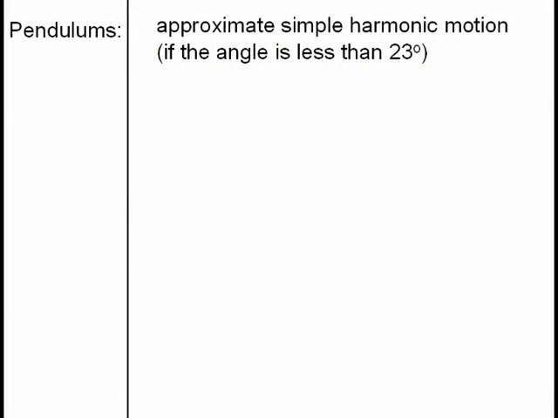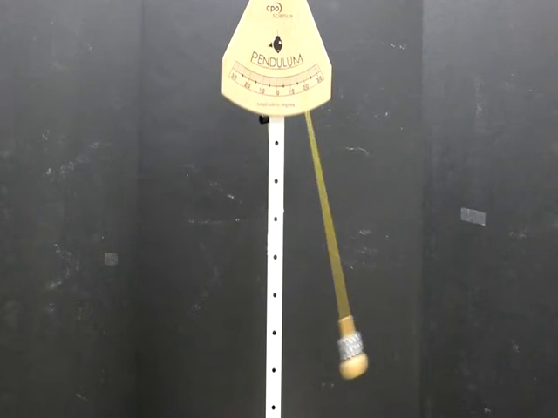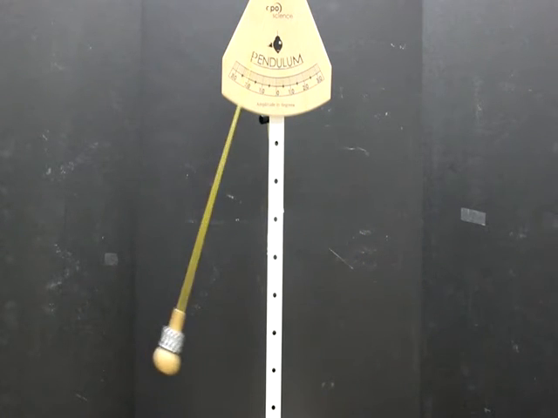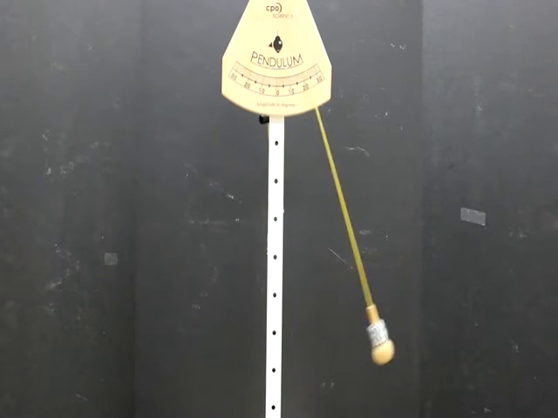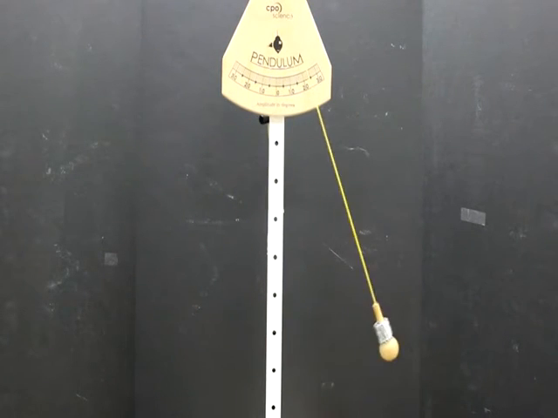Pendulums also have harmonic motion. This is the equation for the period of a pendulum, very similar to the period of an oscillating spring: 2 pi times the square root of L over g, where L is the length of the string. Again, we have a repeated pattern back and forth. We can see the angle is the same on both sides, the height's the same on both sides, and the time is the same on both sides.